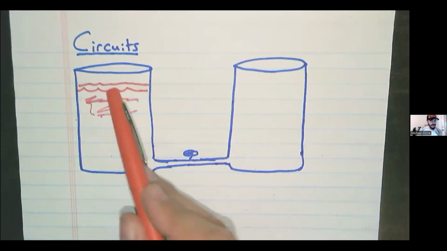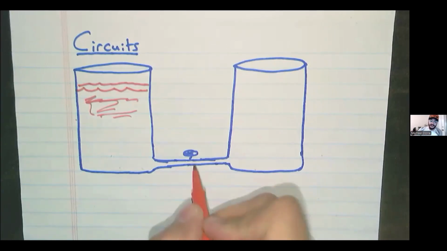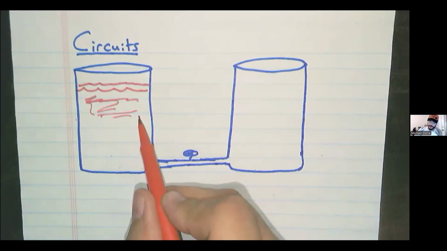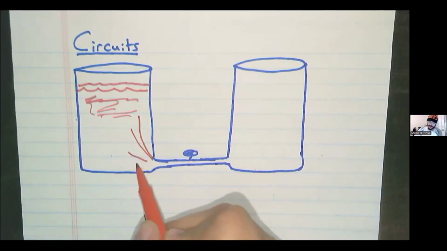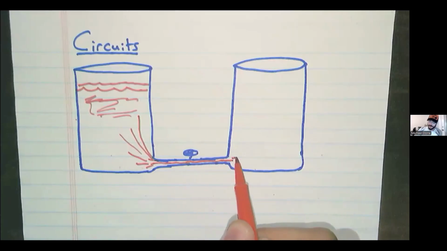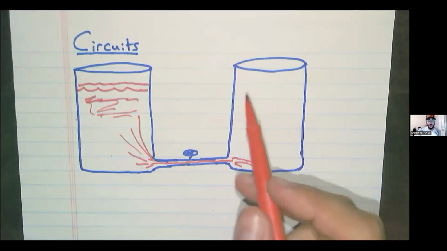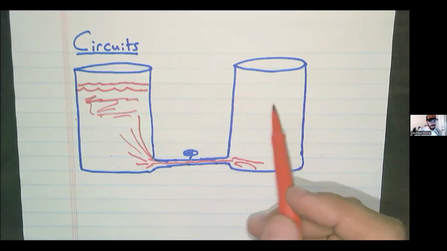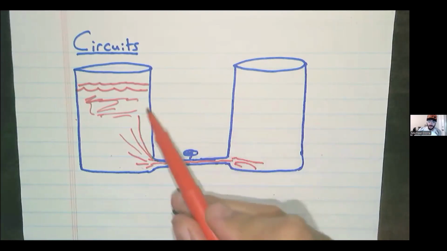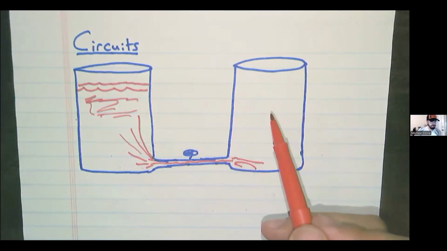They have this gravitational potential energy where they want to fall down, but they can't do that. This high pressure, well, it has nowhere to go until we crack this valve open. Once that valve is cracked open, of course, water will flow through and begin filling up the other container. At what point will the water stop flowing? Will this one be completely empty and this one completely full?